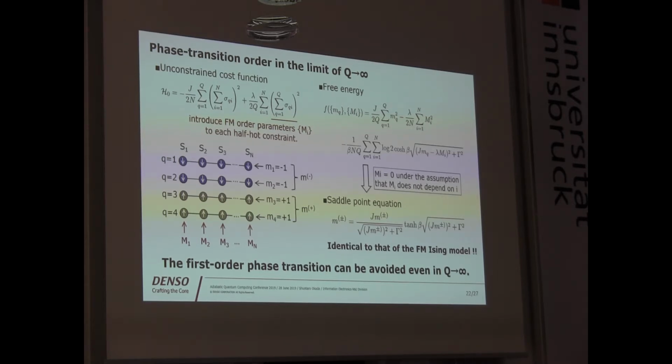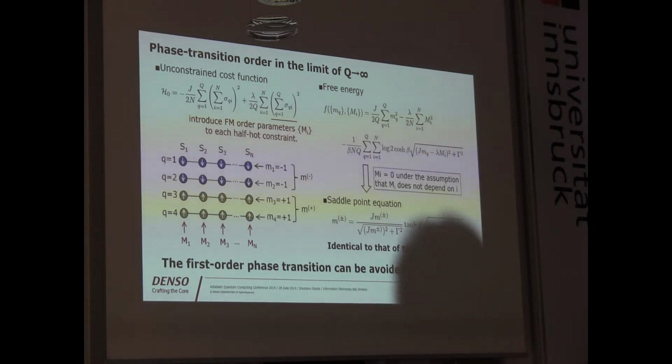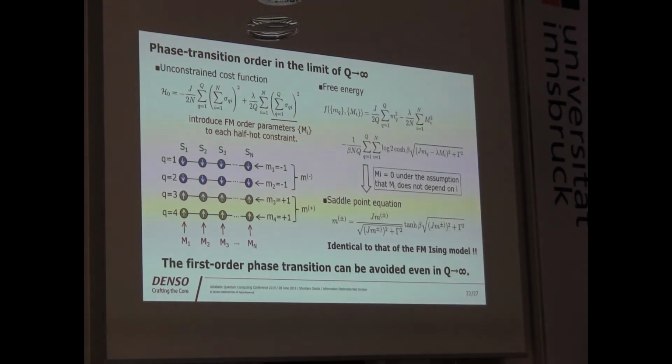Then, by assuming large M does not depend on I, it is easily shown that large M is equal to 0. Consequently, we obtain the saddle point equation for M plus minus as shown here, which is identical to that of the ferromagnetic Ising model. This result indicates the first-order phase transition can be avoided even in the infinite limit of Q.